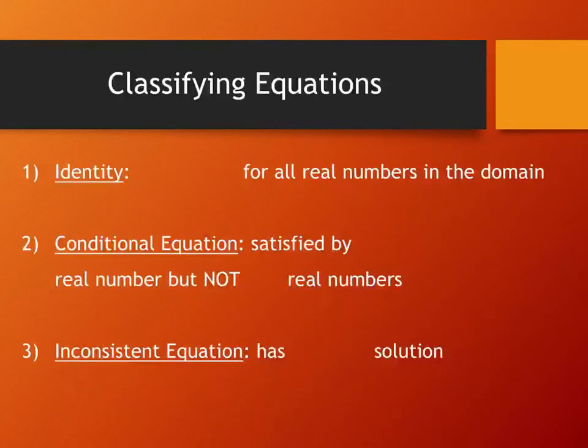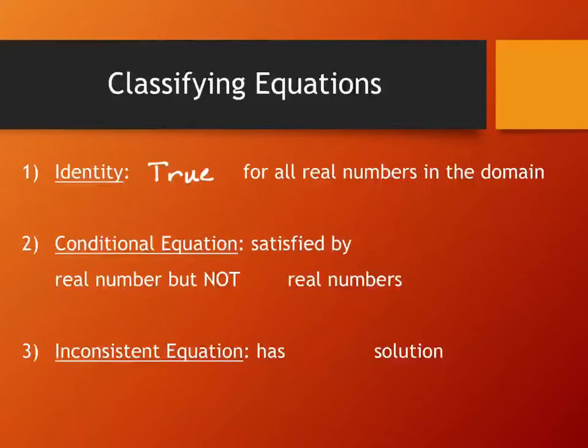So there's 3 different classifications for equations that we're going to take a look at. The first type of classification is something called an identity. An identity is something that is true for all real numbers in the domain. In other words, both sides are actually exactly the same thing. So you do a little bit of manipulation and all of a sudden you realize, hey, look, it says 5x plus 3 on the left-hand side and it says 5x plus 3 on the right-hand side. That's an identity. 5x plus 3 means that any x value is going to make it true if it's the same on both sides.